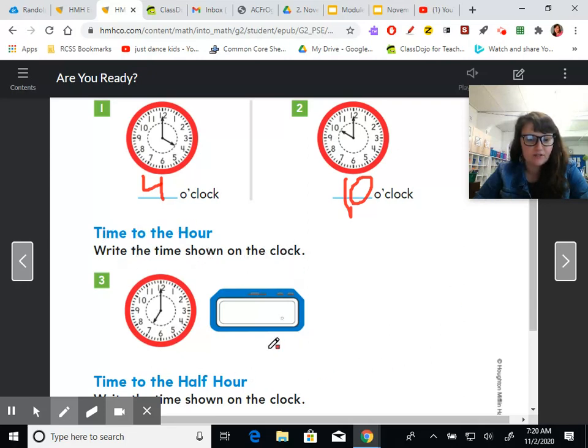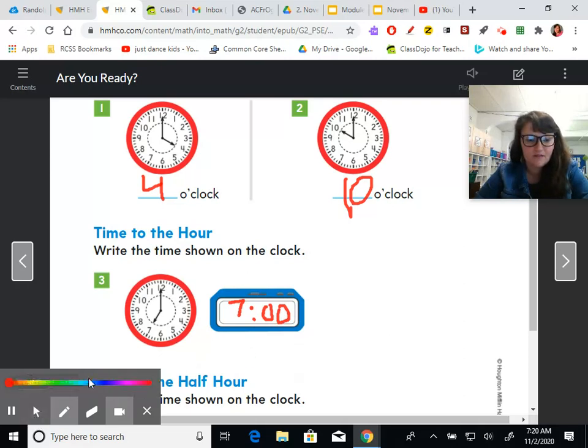Time to the hour. Write the time shown on the clock. Now we have to actually write it in here. What time is this? You said 7 o'clock. You are correct. So you write 7 o'clock like that. This is called a colon, and it separates the hour from the minutes. Go ahead and write that down if you have the page. If you don't have the page, don't worry about it. Let me erase, and then let's keep going.